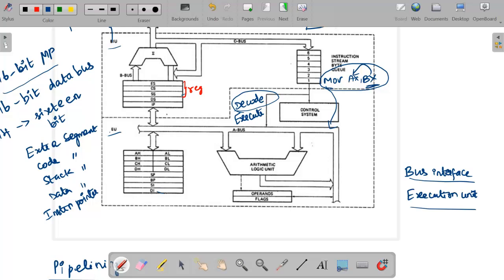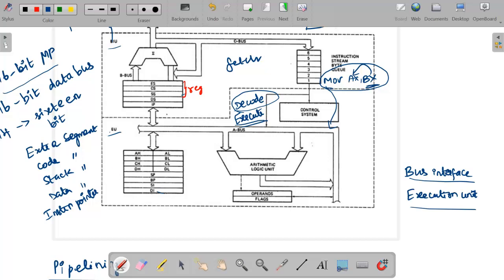Then after getting the series of actions from the decoder, your 8086 will automatically execute that operation. For execution generally it requires the arithmetic and logic unit, because the arithmetic and logic unit will do all your arithmetic operations and logical operations. So this unit is for fetching, and the below unit is for decoding and execution.